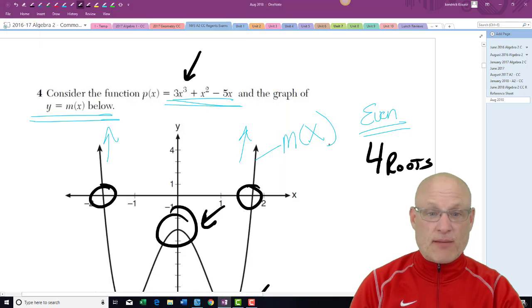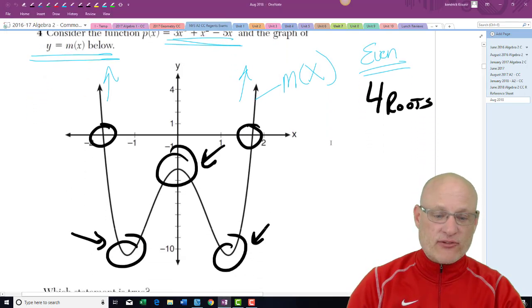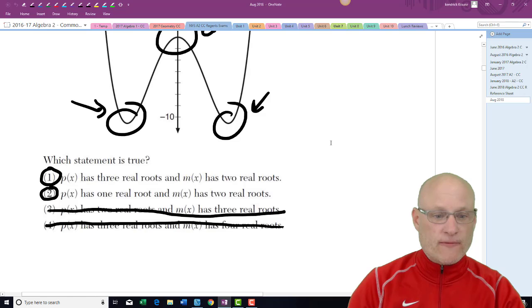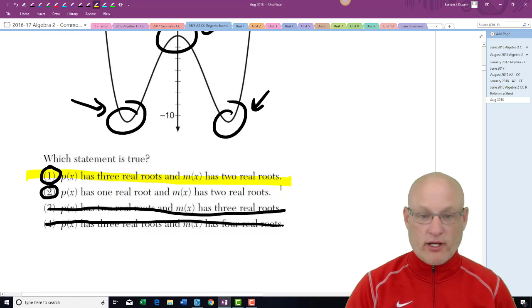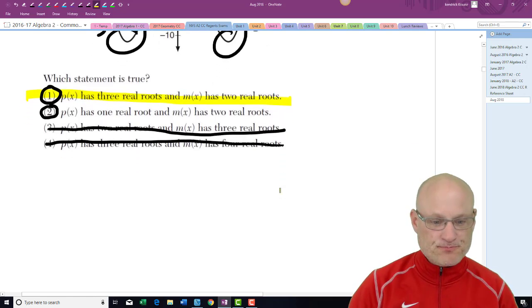So when I come back to my problem, I want the one that says p of x has 3 real roots. And that would be choice 1, which is the big winner. All right, next problem.